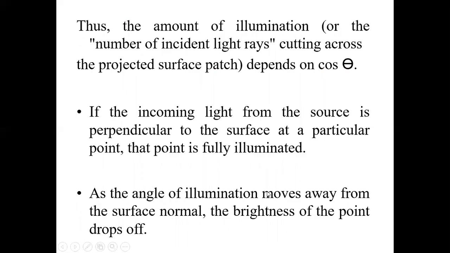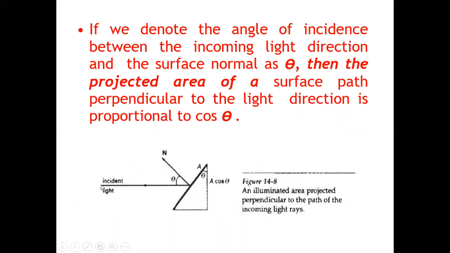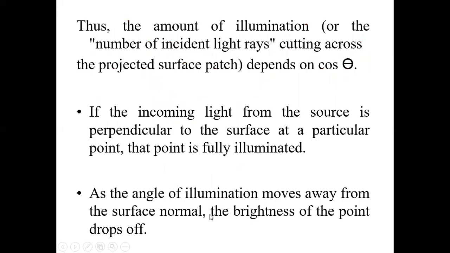As the angle of illumination moves away from the surface normal, what happens? The brightness of the point drops off. So if I have an incident light directly hitting the surface of the object at 90 degrees, that part of the object is highly illuminated. If it is hitting at different angles, the illumination slightly drops off.